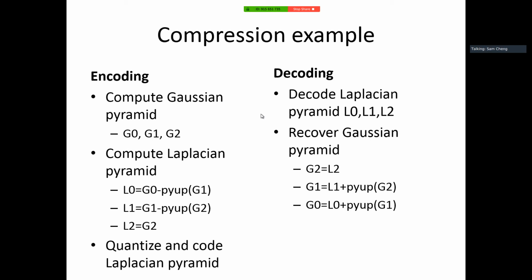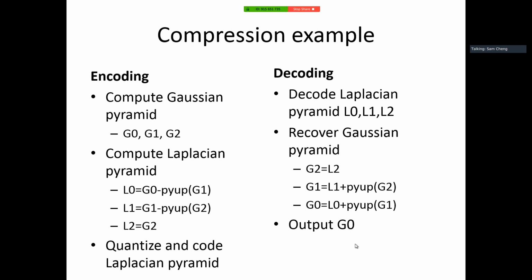So therefore we are less sensitive to that, so we can use a larger quantization step size, then we can compress that with Huffman coding and so on. And decoding is that after we have the Laplacian pyramid, of course, we can recover that back to the Gaussian pyramid, right? It's so hard for me to pronounce. So anyway, then you get G2, G1, G0 back, and G0 is just the original.